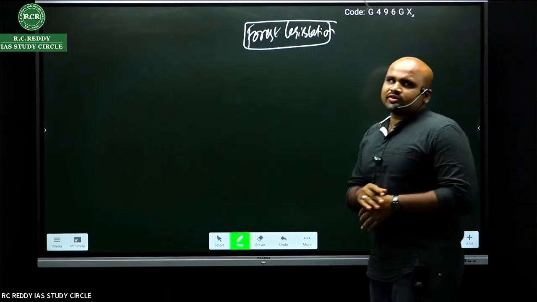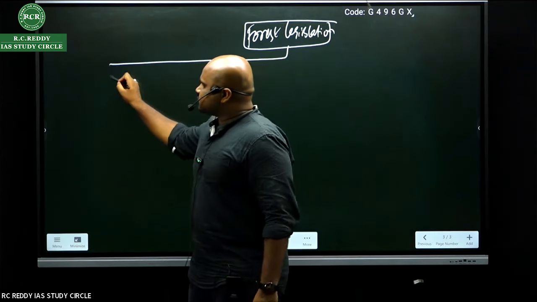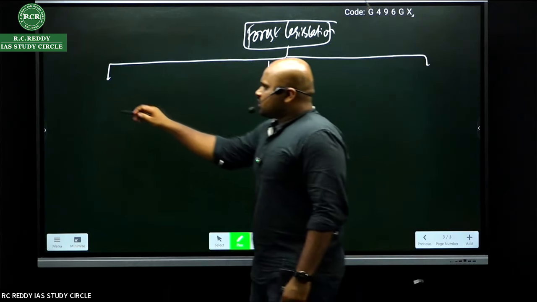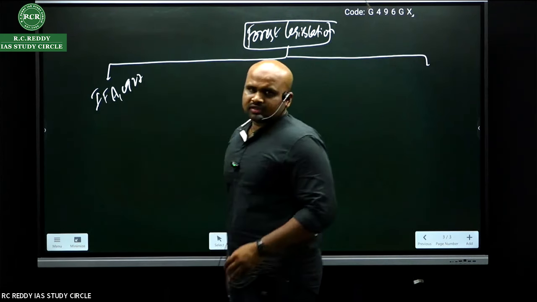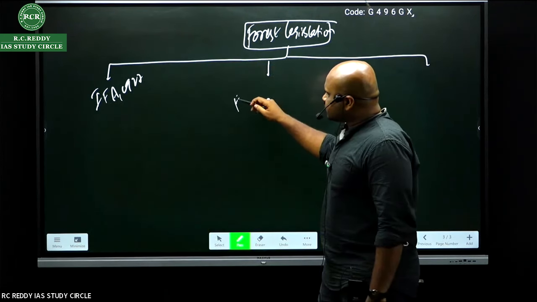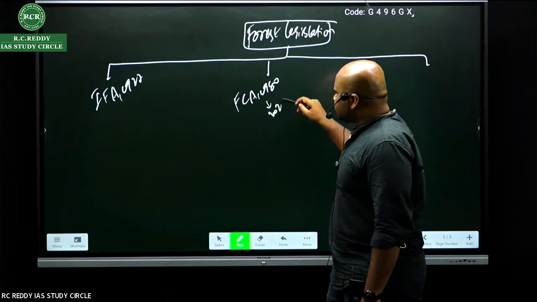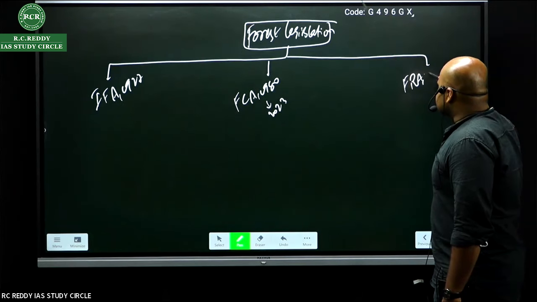Now when I look at this forest legislation, what is happening is I see, majorly in the context of India, three kinds of legislations to be dominant. One is the Indian Forest Act, 1927. The other one is the Forest Conservation Act, 1980, now being amended in 2023. Then we see the Forest Rights Act, 2006.